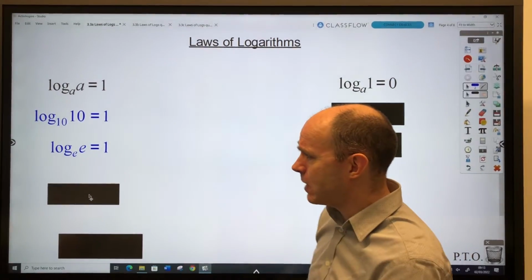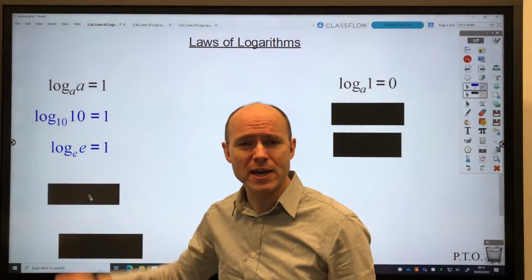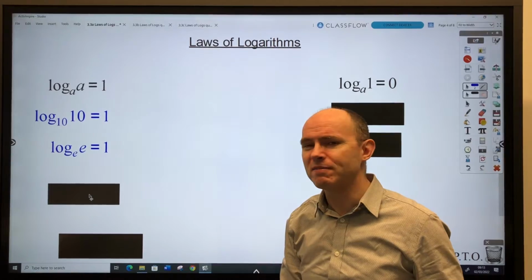Okay. Anyway, log base e of e is equal to 1. e is an irrational constant, a bit like pi, but even better in my opinion.